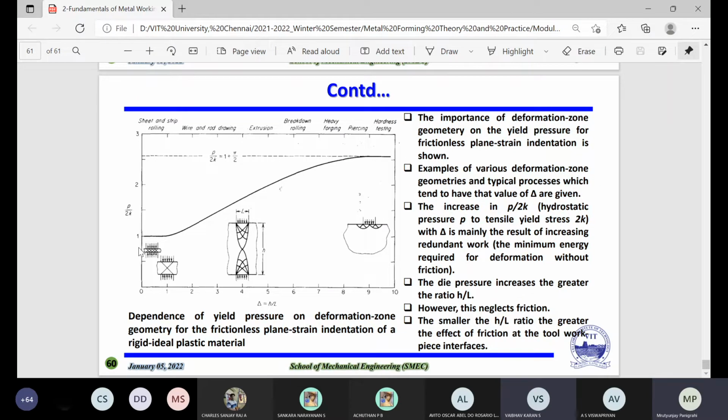You can see with the different cases, when you apply forces over the area, you get different results, and for hardness testing you find this here. So if you have done rolling, forging, or wire and rod drawing, you can compare how the yield pressure and the hydrostatic pressure are related. That is the only basic aim of this slide, right?